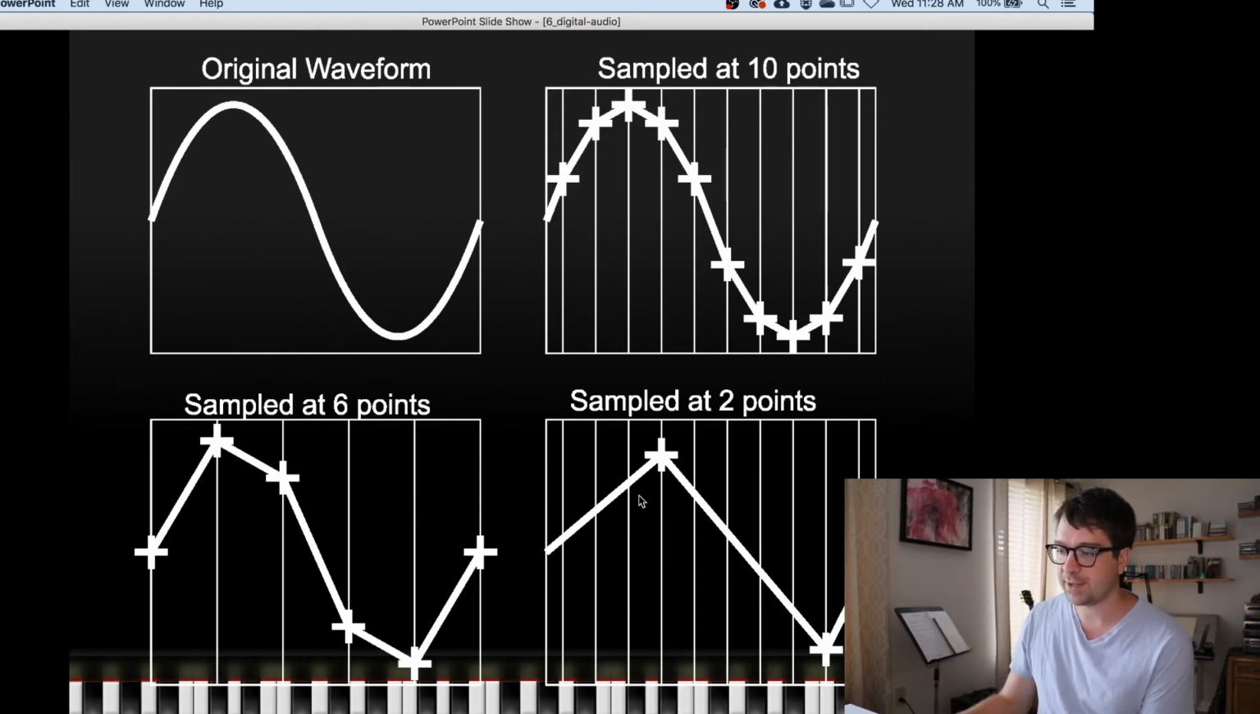If I sample it twice, this is not a good representation of the original, right? It doesn't look the same. There's no way it would sound the same. If I measure it a couple more times, it starts to look more realistic. If I measure it even more times, it'll look even more realistic. So you see the idea. We have to do a lot of samples per second for it to look realistic and for it to sound realistic.